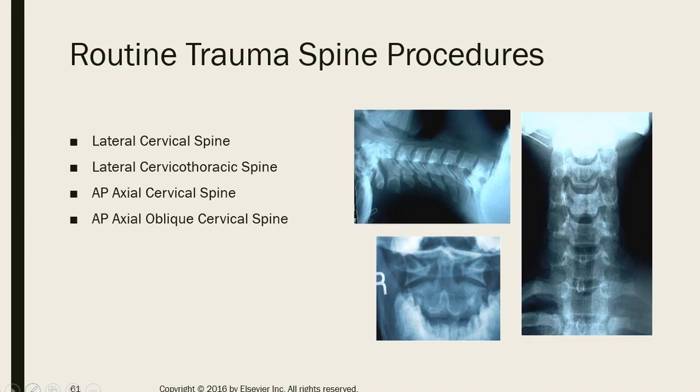Now we're going to go over the trauma views for the cervical spine. So the routine trauma spine procedures that you would do in a trauma situation would be the lateral cervical spine and lateral cervicothoracic spine. These two you would do first and get those cleared, and then you would move on to your AP axial cervical spine and your AP axial oblique cervical spine, and depending upon what your protocol is, where you're at, you may also have to do an AP open mouth projection.